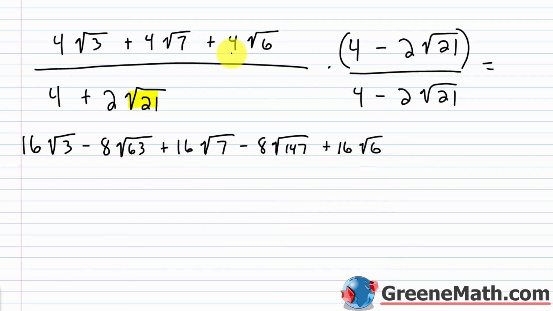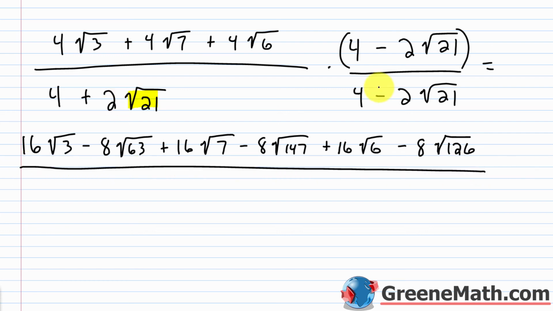Okay, so the last one was 4 times square root of 6 times negative 2 times square root of 21. So that's negative 8 times the square root of 126. Okay, now this is all over. Again, if I'm multiplying here and I have conjugates, I just need to do the first guy squared, so 4 squared is 16, minus the last guy squared. 2 squared is 4. Square root of 21 squared is 21.